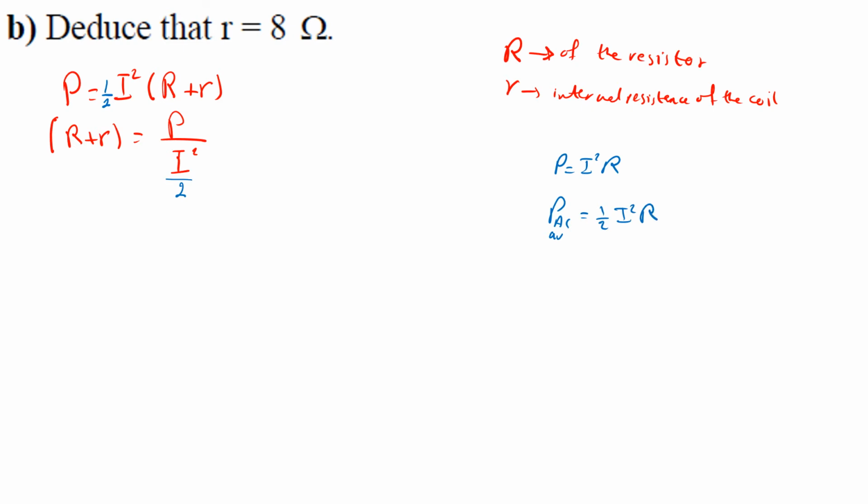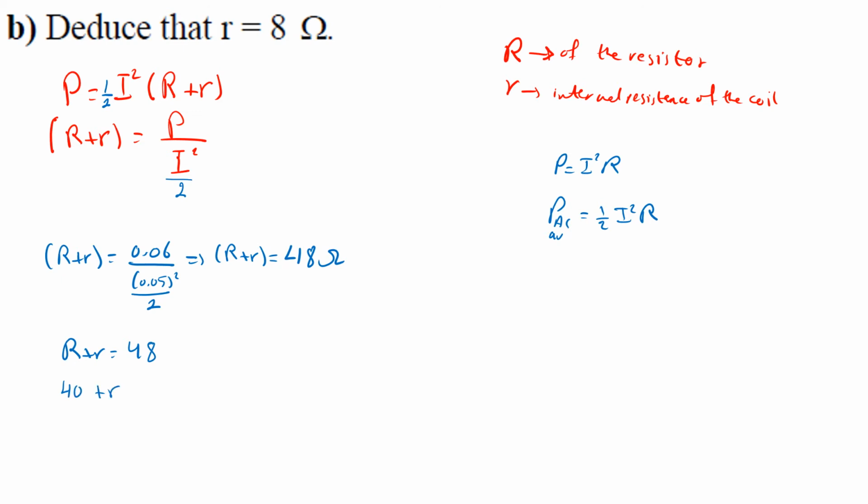أوكي فهلا R plus r equals 0.06 على 0.05 squared over 2. R plus r is equal to 48. Okay. R plus r equals 48. معناها ال R اللي هي of the resistor 40 ohms given plus internal resistance equals 48. إذا r equals 8 ohms.